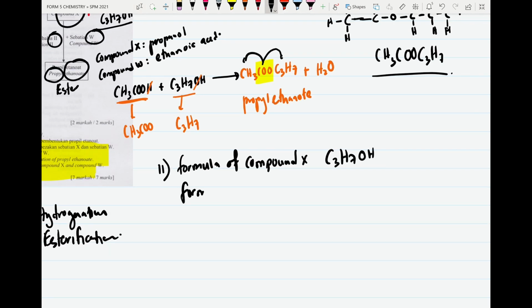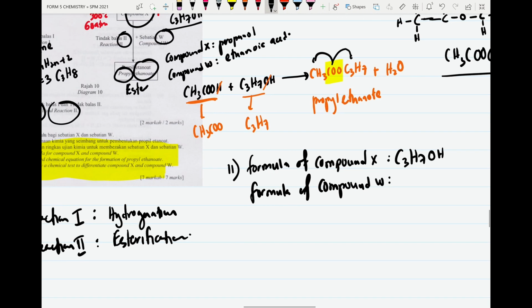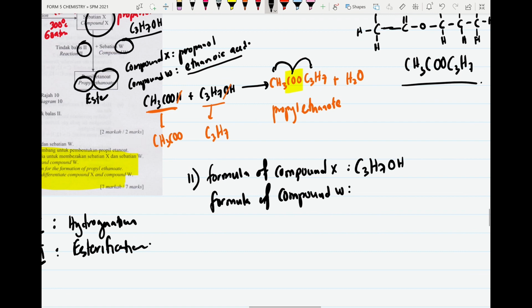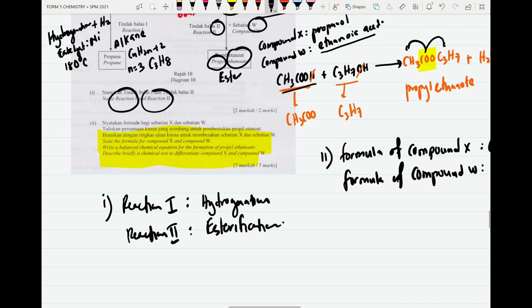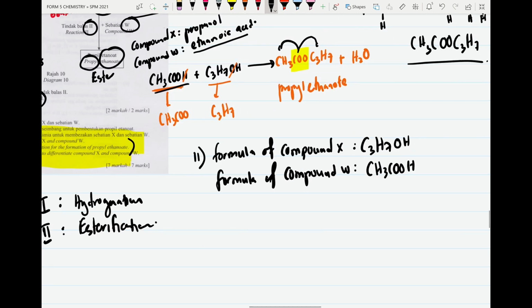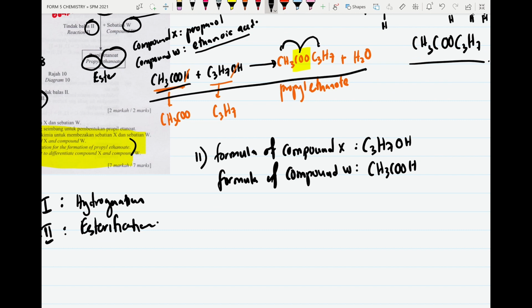Then they want the formula of compound W. All right, the formula of compound W will be ethanoic acid, so the formula will be CH3COOH. So I already scored 2 marks. All right, next one, write down the chemical equation for the formation of propyl ethanoate. The answer is given here. So question number, chemical equation.